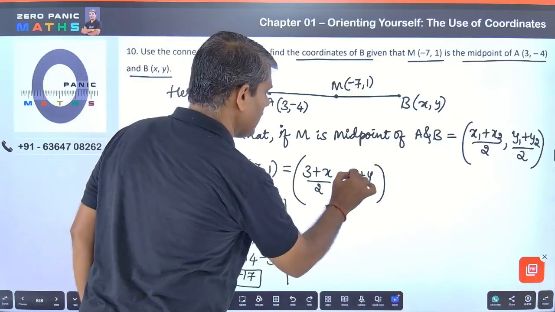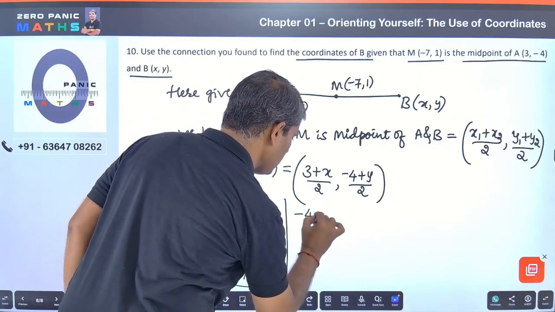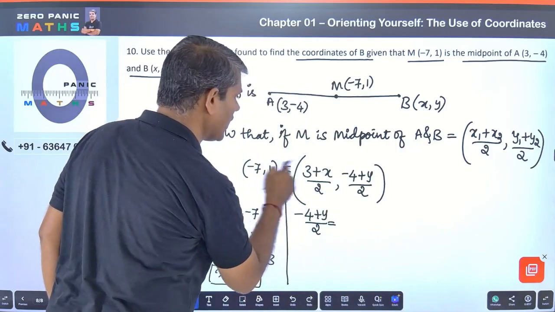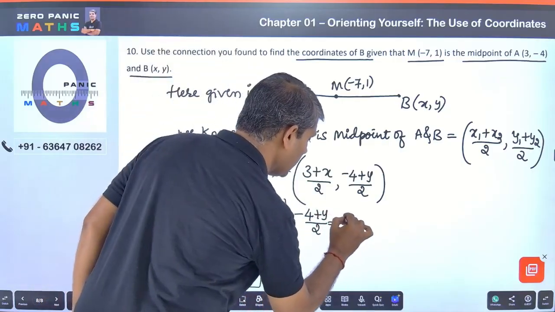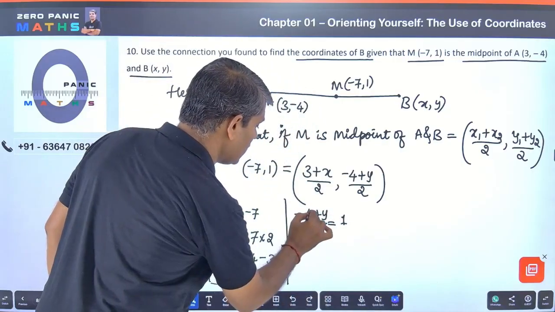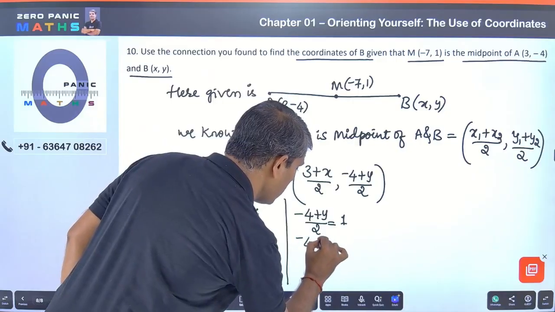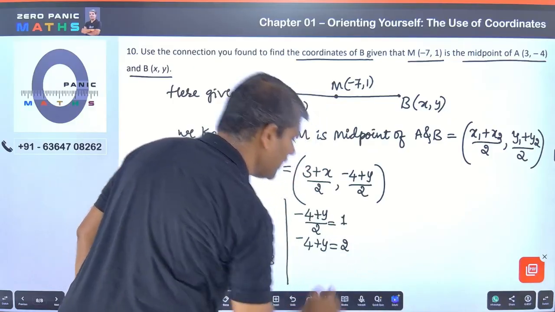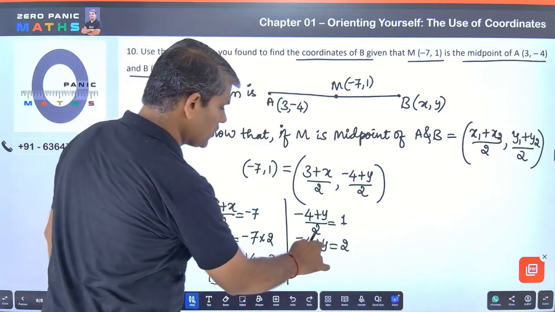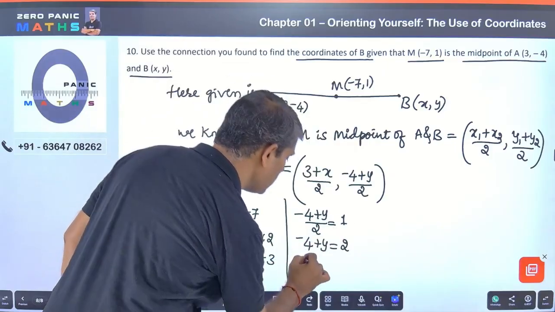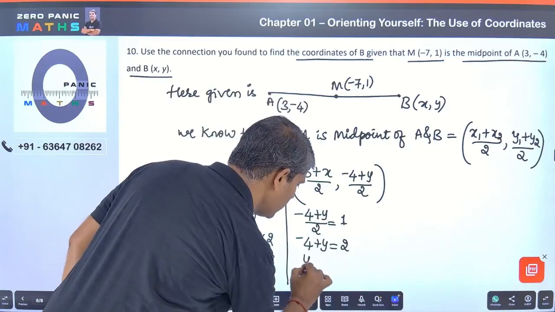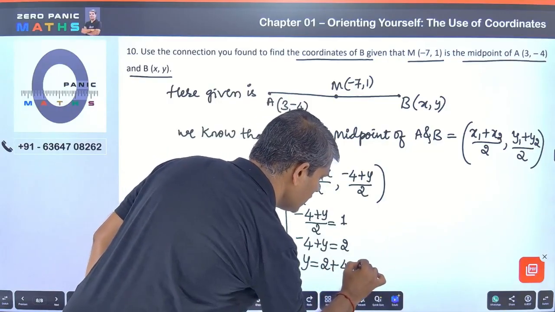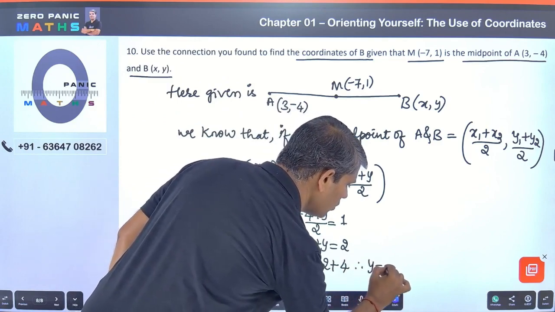Similarly I can say minus 4 plus y divided by 2 is equal to 1. It is the y coordinate equality I am saying. So it is minus 4 plus y is equal to 2, taking the 2 to that side. Keep y here and take minus 4 to that side, it will make it 2 plus 4, that is 6. So therefore y is equal to 6.